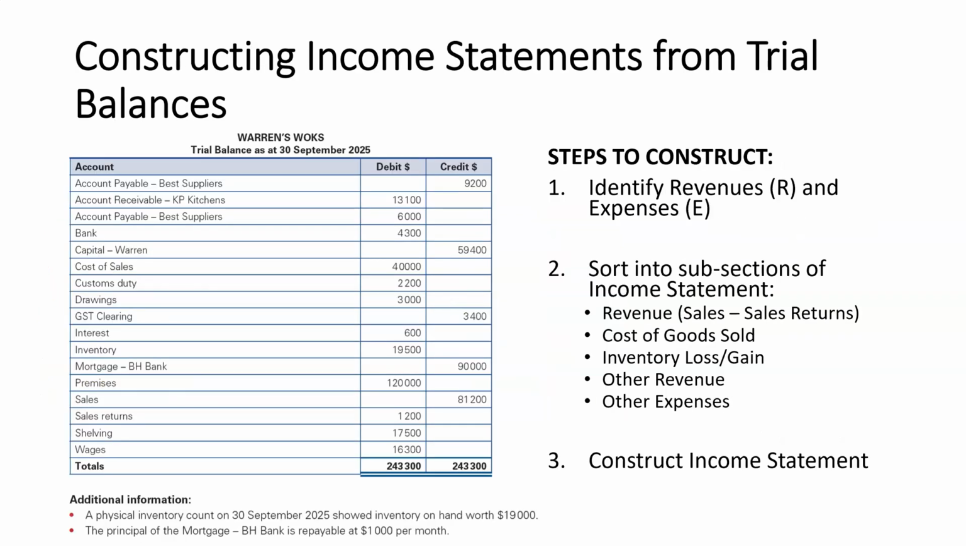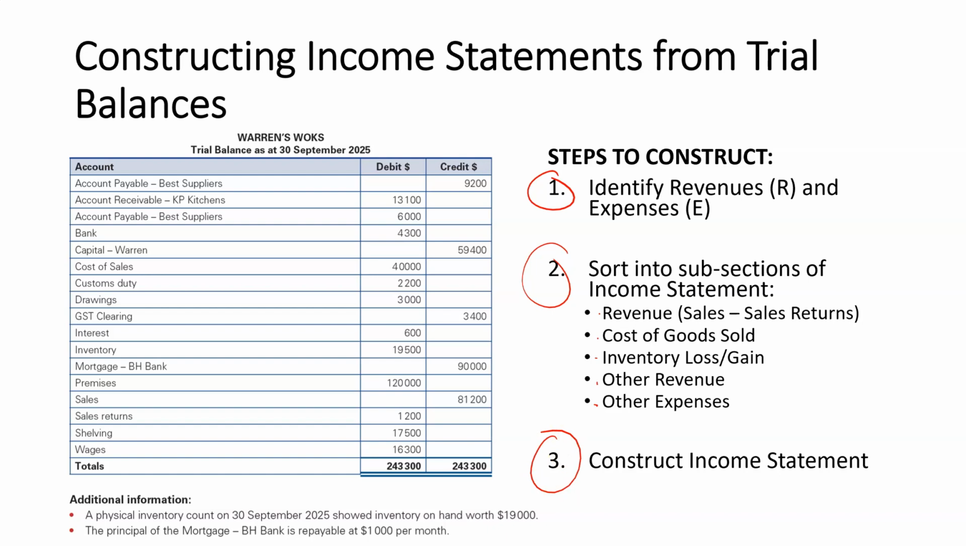So one of the skills that you may be asked to do is to construct an income statement from a trial balance. To construct an income statement, when you're getting this information, the first thing you need to do is identify the revenues and expenses. Second, you need to sort them into the subsections of the income statement. So I've put here that we have revenue, cost of goods sold, inventory loss or gain, other revenue, other expenses, and then you can construct.